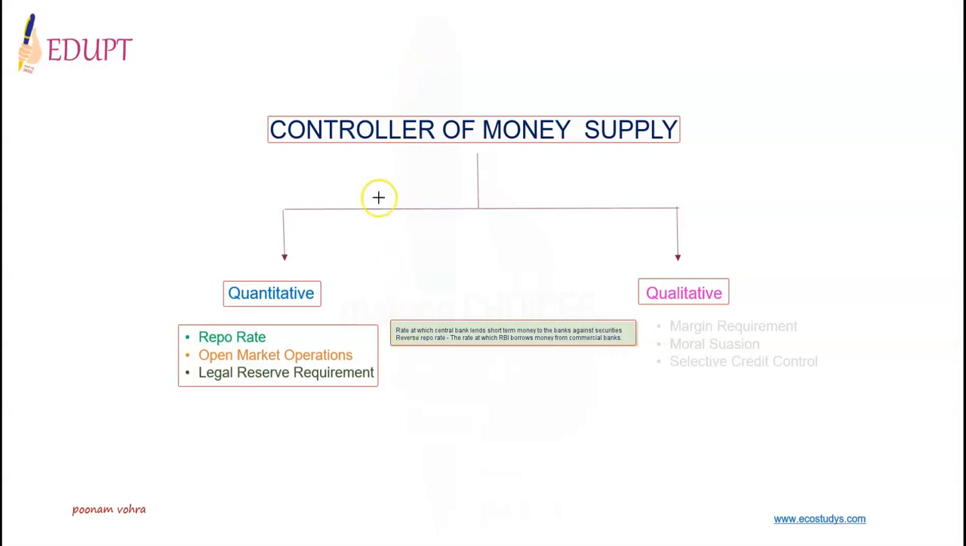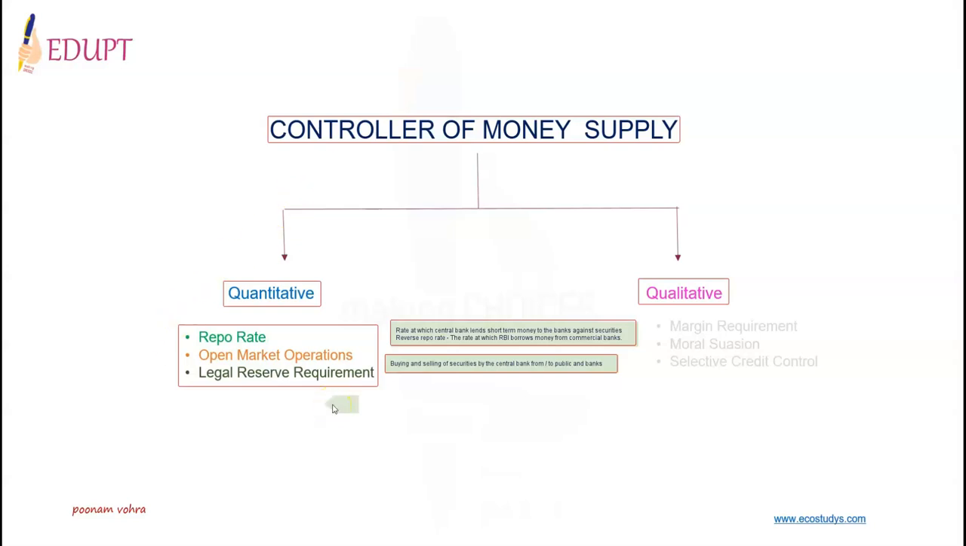Open market operations. It means buying and selling of government securities by the central bank from or to the general public and the commercial banks. Sale of government securities reduces the reserves of commercial banks and adversely affects the banks' ability to create credit, and hence decreases the money supply, and vice versa if it is purchase of securities.